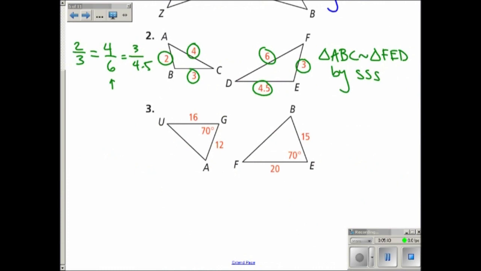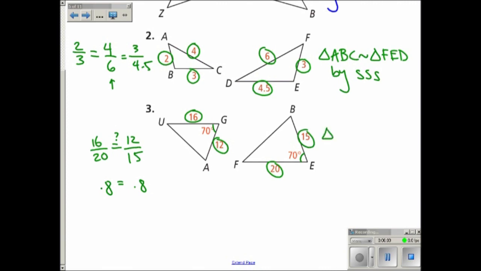The last one on this page is, let's see here, we have some congruent angles. And let's look at these sides to see if they're proportional. I will look at the longer sides first. So 16 over 20. And is that the same as 12 over 15? Well, if you divide them, you get 0.8 and 0.8. So yes, they are equal. And that means that these two sides are proportional.